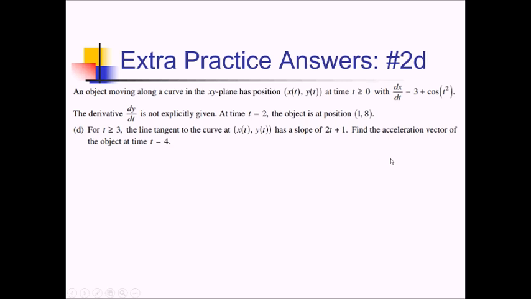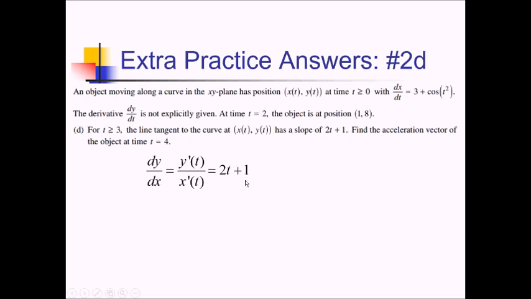y double prime of 4 is an issue because we actually don't have y prime at all. So I can't just write y double prime of 4. I don't even know what it does. So that's where we use this information about our slope being 2t plus 1. After time greater than or equal to 3, I can write that dy over dx, which is equivalent to y prime of t over x prime of t, has a value of 2t plus 1.